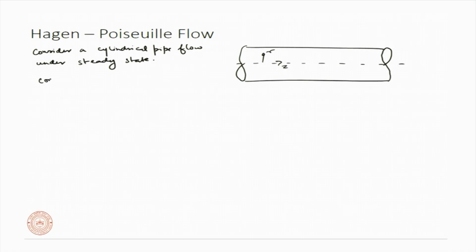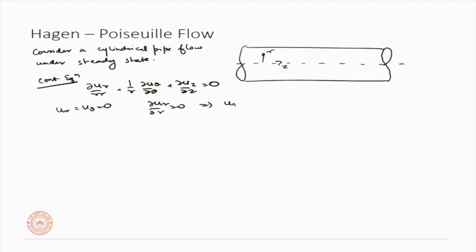Again, from the continuity equation, we find that del u r by del r plus 1 by r del u theta by del theta plus del u z by del z equals 0. We can see that the flow is along the z direction. So, u r equals u theta equals 0. From here, del u z by del z equals 0, which implies that u z is only a function of r. Again, we are considering steady state.